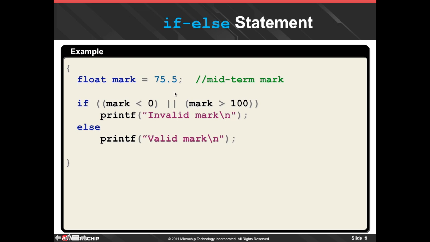Well, 75.5 is not less than 0 and it is not greater than 100. So that would be false. And because that's false, it's going to automatically print that it's a valid mark. And really what we're saying is that it's greater than or equal to 0 and less than or equal to 100. But if it was less than 0 or greater than 100, we would be printing this invalid mark. So there you see a very useful way of combining these relational operators with logical operators. You'll see that a lot in your code.